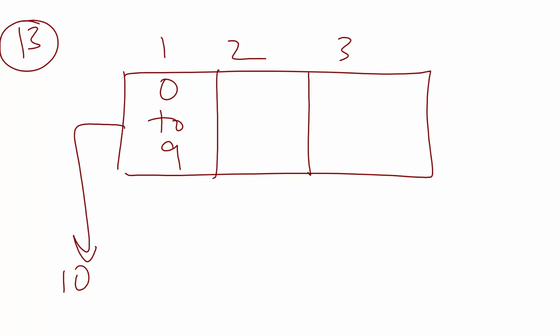So there are 10 ways to make the first place. From 0 to 9, any one of the digits can be used. The second one will be 9 ways because repeats are not allowed, and the third one will be 8. So 10 into 9 into 8. That is the answer.